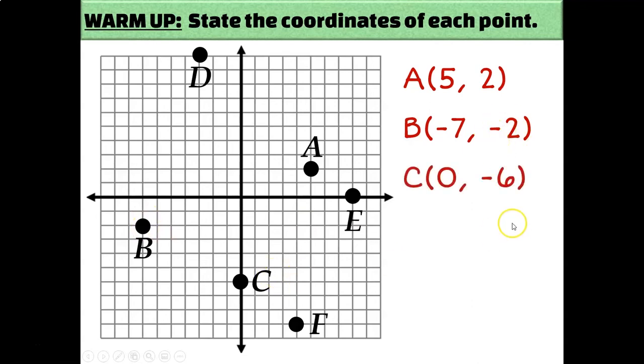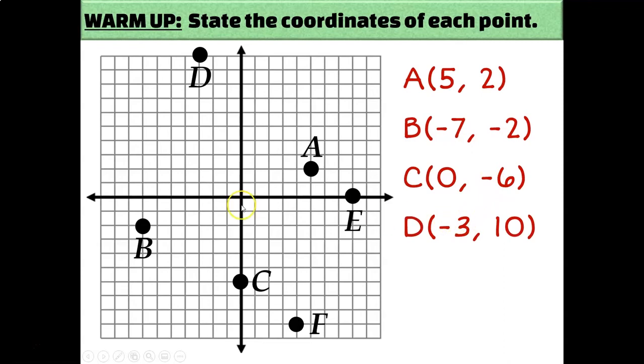Point C's coordinates are 0, -6. 0 is because it didn't go left or right at all from the origin. I didn't have to go left, I didn't have to go right. I went 0 units left or right, so that means the x value is 0. Another way to think about that is it's on the axis. It's not out here somewhere like all the other points, therefore the x value is 0. The y value is -6 because from the origin I would count down 1, 2, 3, 4, 5, 6, and down is a negative motion, so -6.